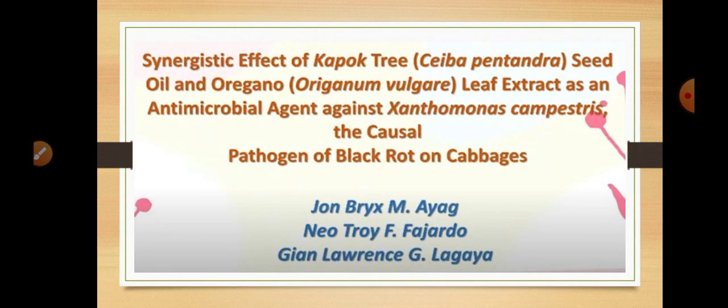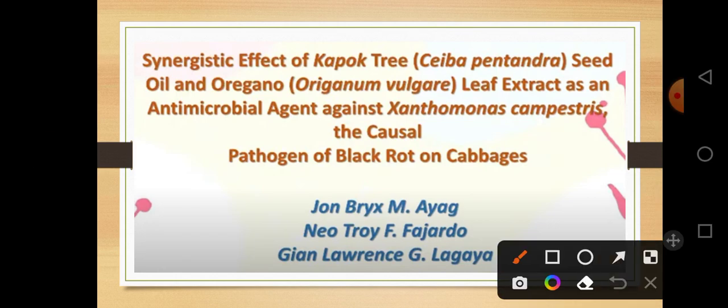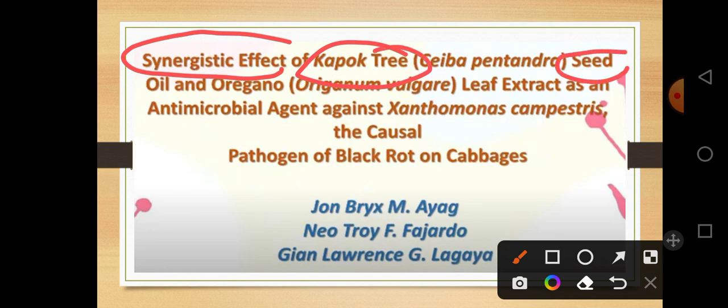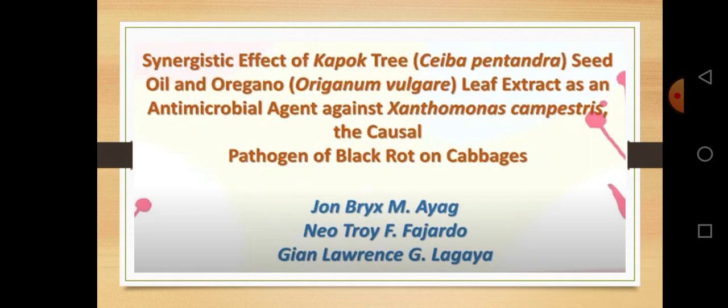In order for us to write the research introduction, we will use this study entitled Synergistic Effect of Kapok Tree seed oil and oregano leaf extract as an antimicrobial agent against Xanthomonas campestris. Remember class that synergistic effect means that we aim to identify the effectiveness of the combined extracts of two independent variables. Synergistic means the combined effect. Let's try to write our research introduction for this study, starting with move one.